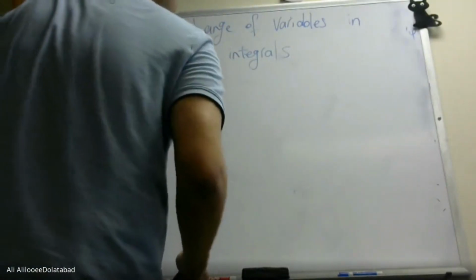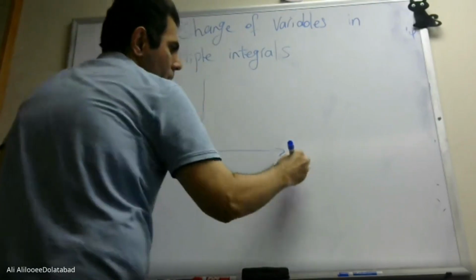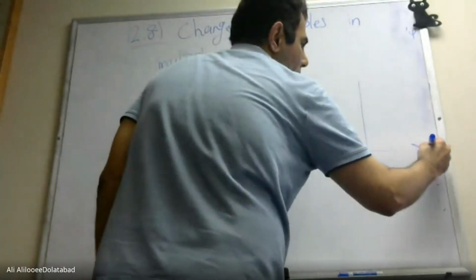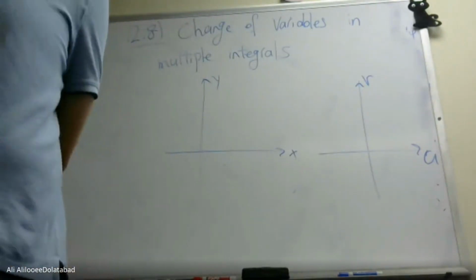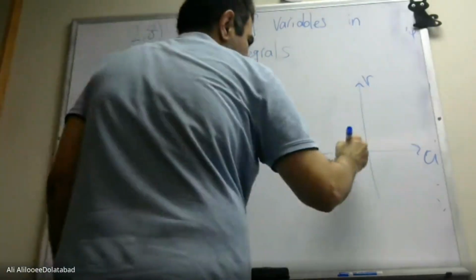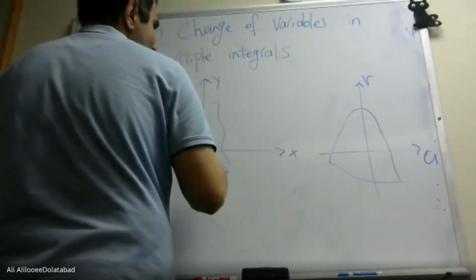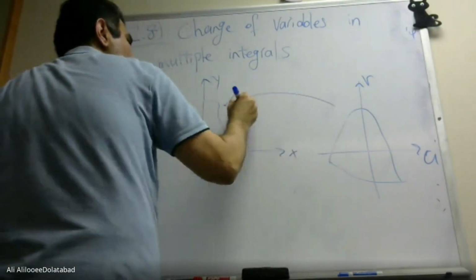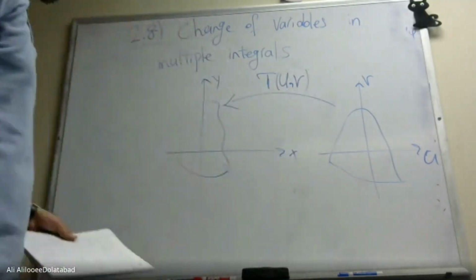See, suppose you have a two-dimensional shape in the xy plane and the uv plane. For example, we can have one shape here and another shape here. Our goal is to define a transformation from this one to this one. Most people write it this way: T equal T of uv.